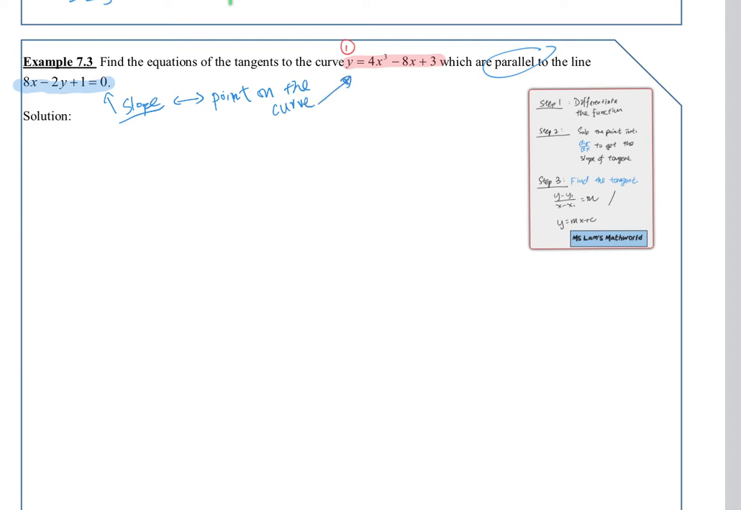I mean this one, this is the curve. Alright, the curve is y equals 4x cubed minus 8x plus 3. So let's differentiate. You'll get 4 times 3x squared minus 8 times 1, which is 12x squared minus 8.